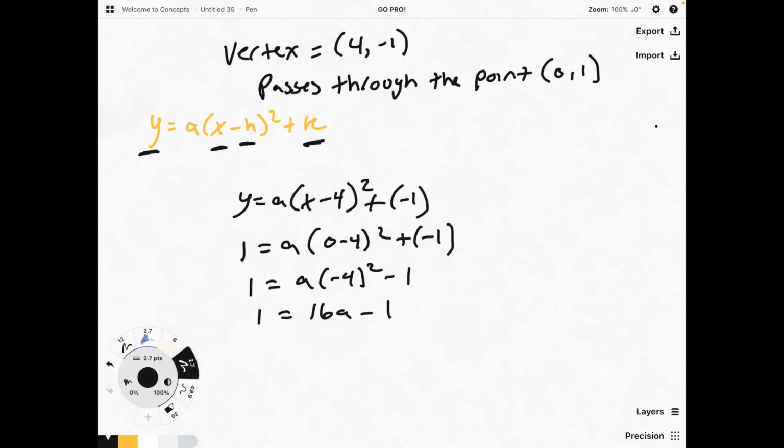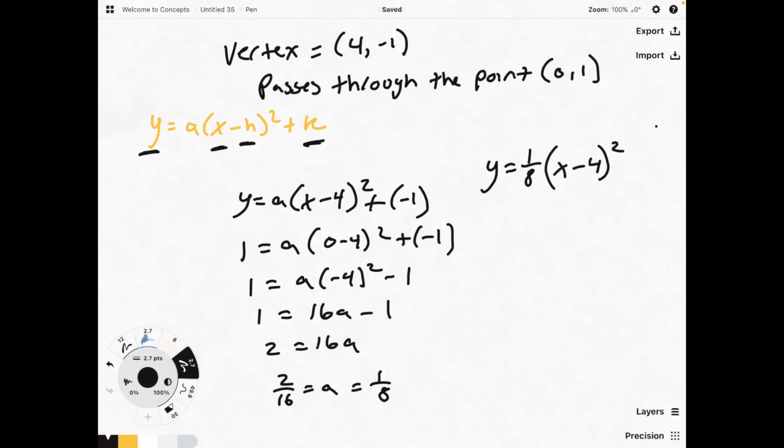We're going to move this 1 over to the other side, so we get 2 equals 16a, and now we're going to solve for a, and we get 2 over 16 equals a, which is equal to 1/8. And so that was the only variable that we needed. Now all we need to do is plug in a, and we have h and k, and we will have our final answer. y equals, we just found a, which is 1/8, times (x minus h, which is 4) squared minus k, which is 1. And this is our final answer.